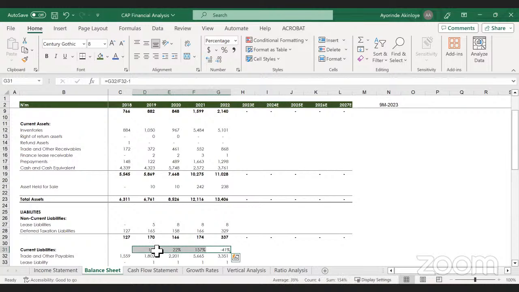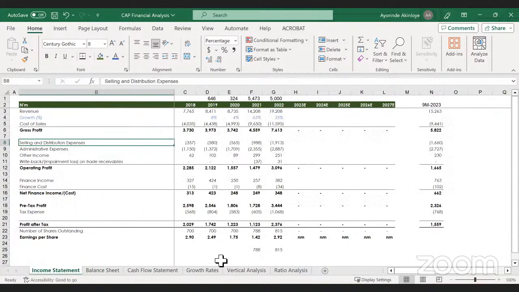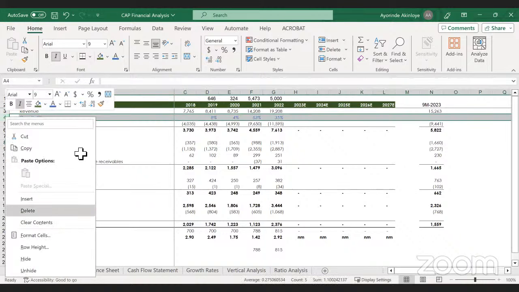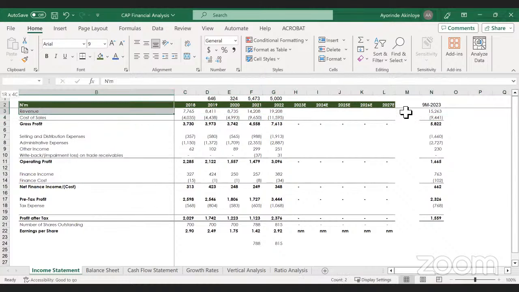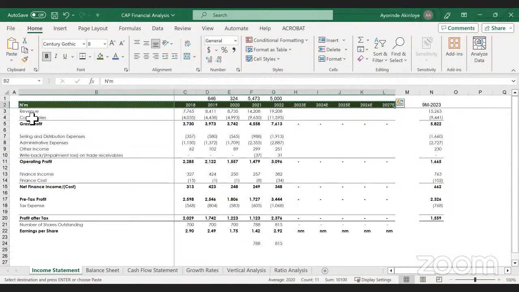So that's about horizontal analysis. Vertical analysis, on the other hand, is like common sizing. Let me explain with an example. Let me take this out. So what vertical analysis does is, let me copy the framework of the income statement. I'm just going to use the income statement as an example.